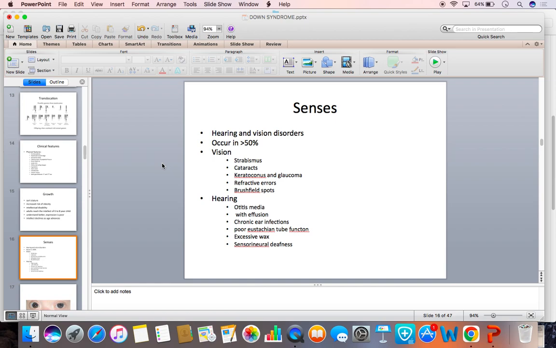Hearing and vision disorders are more common in children with Down syndrome. They occur in more than 50% of the children with Down syndrome. They have strabismus, early cataracts, keratoconus, and glaucoma. They are at risk of developing these problems. Refractive errors occur because of the presence of brachycephaly, because the anterior posterior diameter of the eyeball is short.